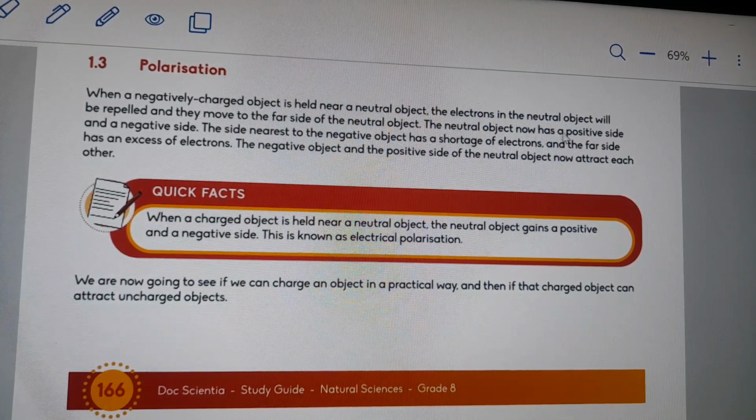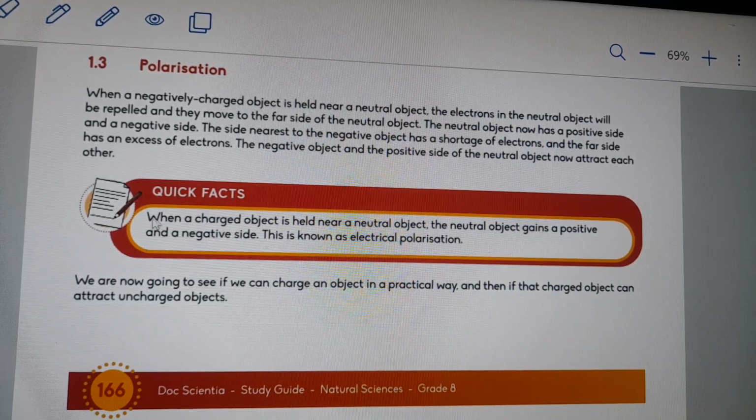The neutral object now has a positive side and a negative side, because the electrons will move far and the protons will stay. So the neutral object will have a positive and a negative side. The side nearest to the negative object has a shortage of electrons, and the far side has an excess of electrons. The one with excess electrons is negative, and the one with shortage of electrons will be positive. The negative object and the positive side of the neutral object now attract each other because they are unlike charges.